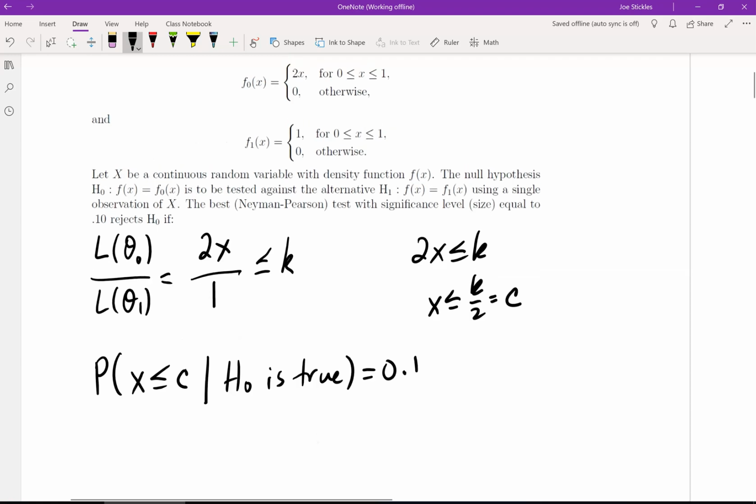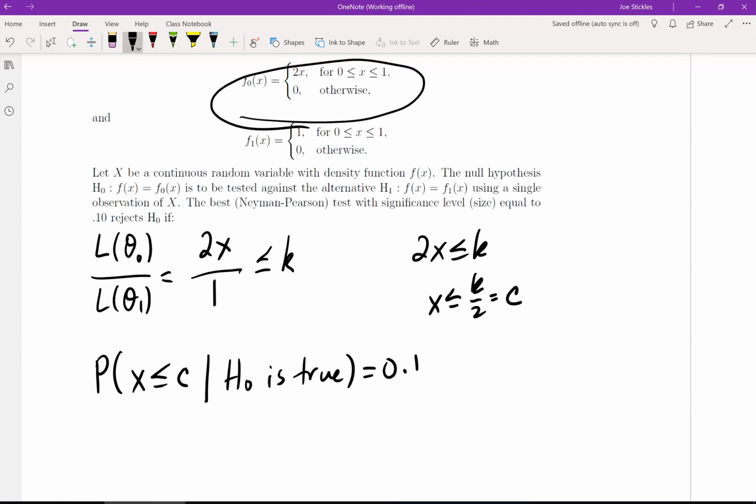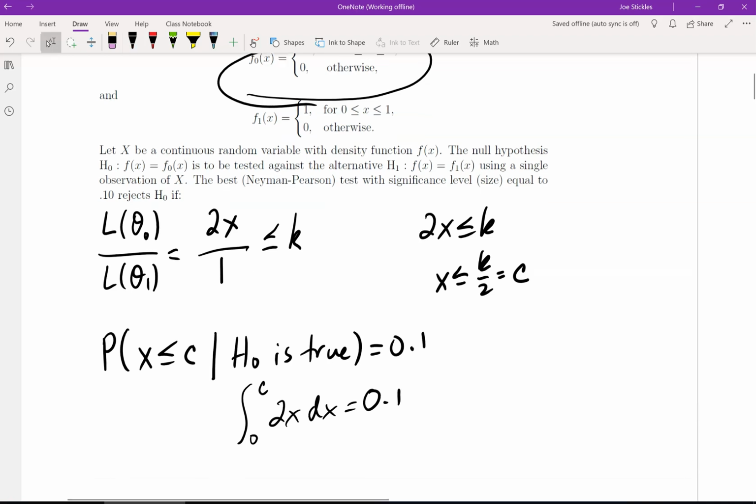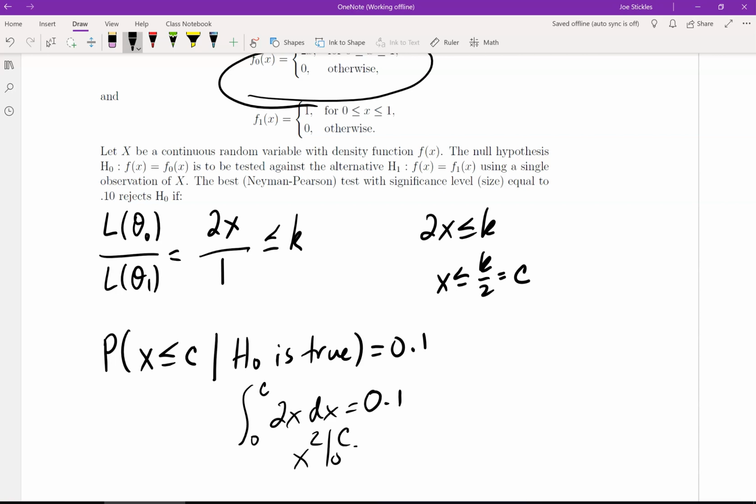If the null hypothesis is true, this is the distribution we have. So we want the probability that x is less than c for that distribution to be 0.1. And x is between 0 and 1, so we want the integral from 0 to c of 2x dx to equal 0.1. So we get x squared evaluated from 0 to c to be equal to 0.1. So c squared equals 0.1, or c is equal to the square root of 0.1.